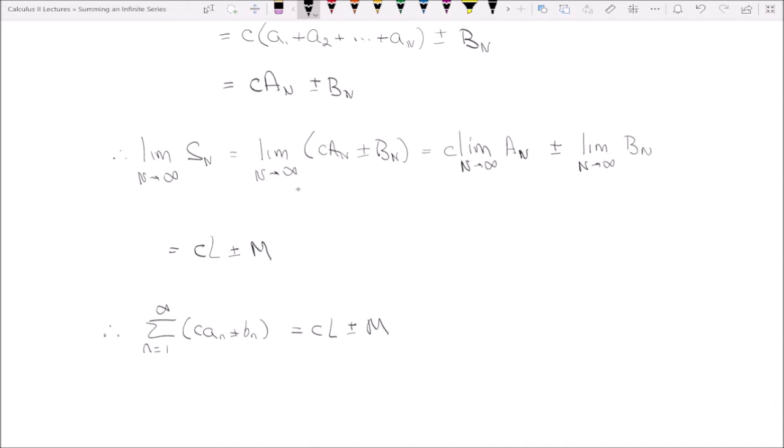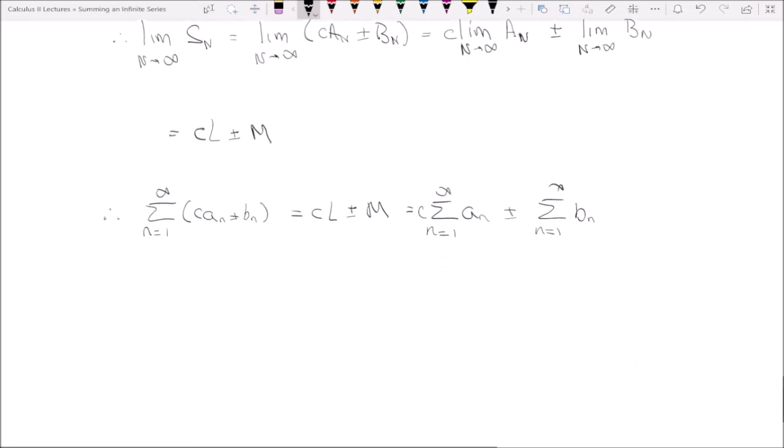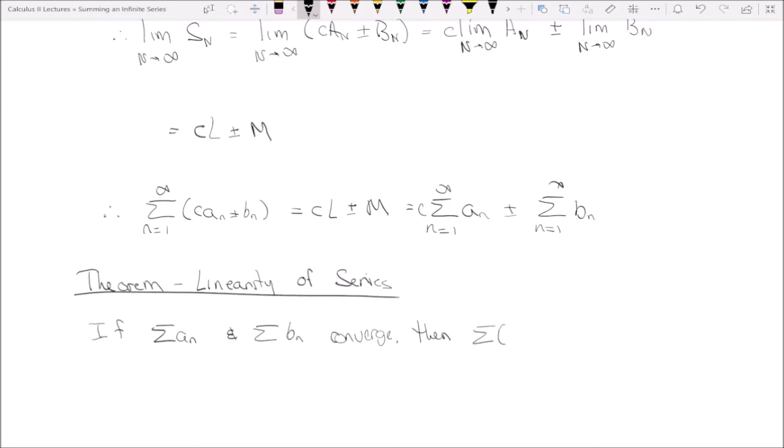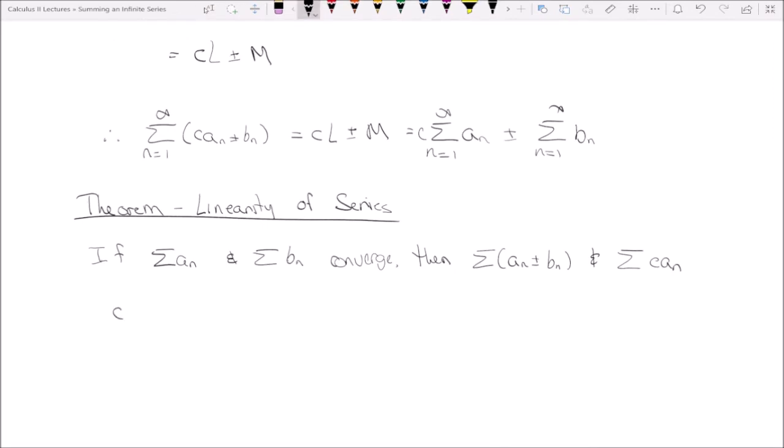This is known as the linearity property, right? Because then we can conclude this. So in other words, the infinite series are linear. So if a sub n and b sub n converge, then this series and this series converge for any constant c.